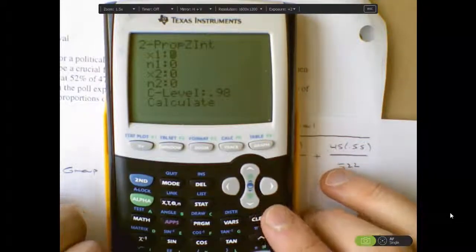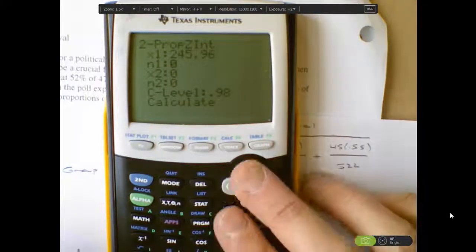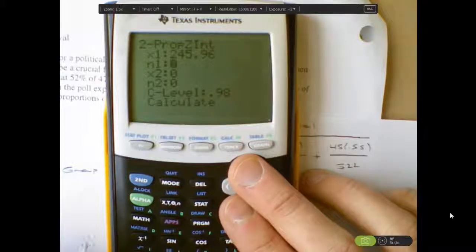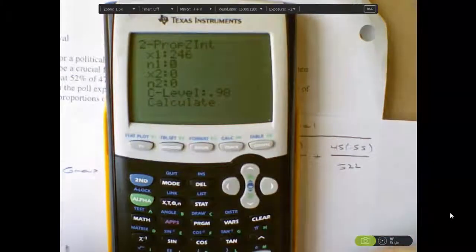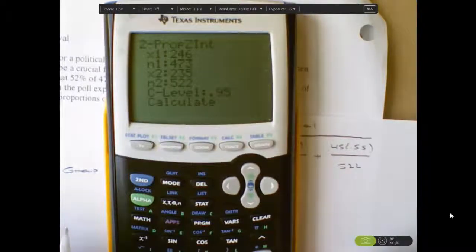x1, that's the number of successes from the male group, so 0.52 times 473. This needs to be an integer, so that's going to round to 246. The sample size was 473. For the females, 45% times 522. Round that to the nearest integer, 235. Sample size 522. And the confidence level for this question was 95%.